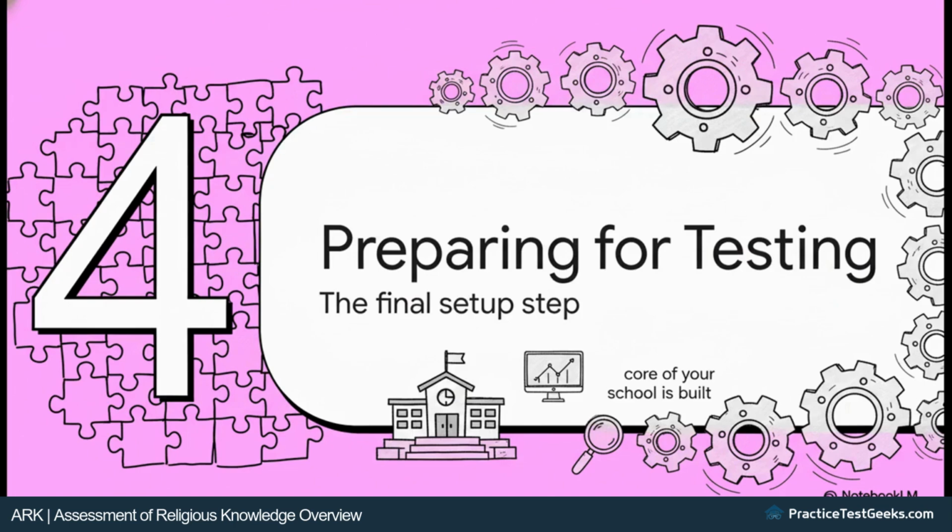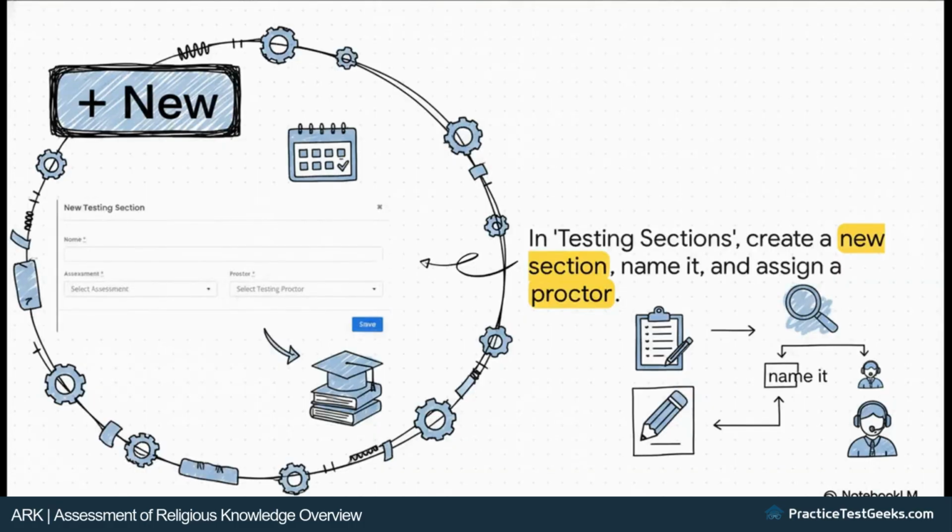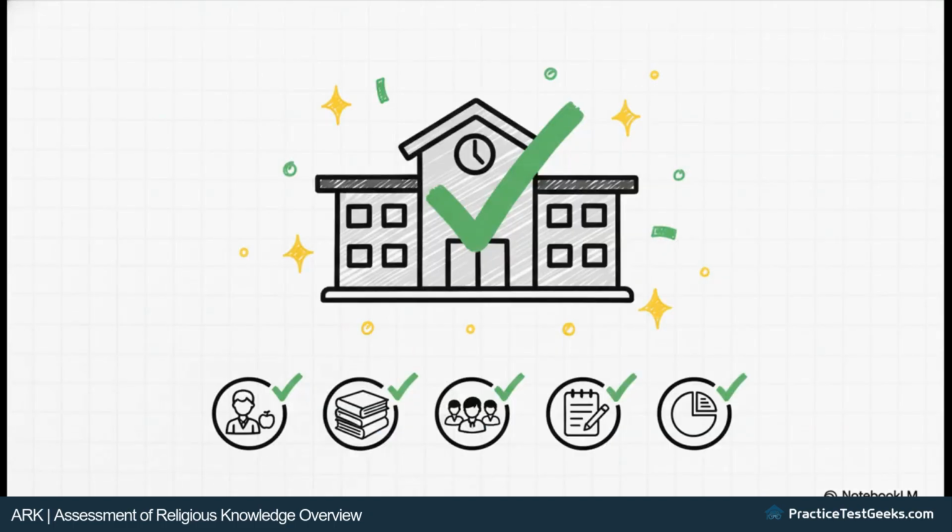We are on the final section now, preparing for testing. This is the last piece of the puzzle to get you completely ready to go. This brings us to our 5th and final setup task, and that is creating the testing sections. And remember, this is all about test day logistics. So in the testing sections menu, you'll click Plus New. You'll give the section a really clear name, pick the right assessment, and then assign a proctor from the list of staff you imported earlier. And that's it. You've done it. By following those 5 steps, your school is now fully configured and set up inside the ARK system. You are good to go.